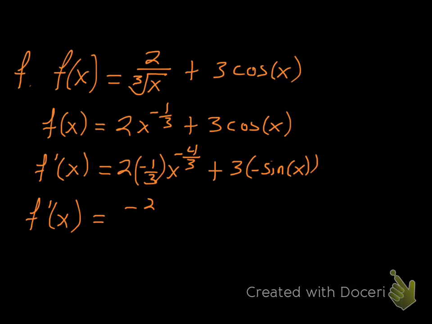And then we'll clean it up a bit. So we have negative 2 divided by 3, and then the denominator in the exponent there is going to tell us the root. So it's cube root of x to the fourth. And because the exponent was negative, that tells us it's going to be in the denominator, minus 3 sine x. Alright.